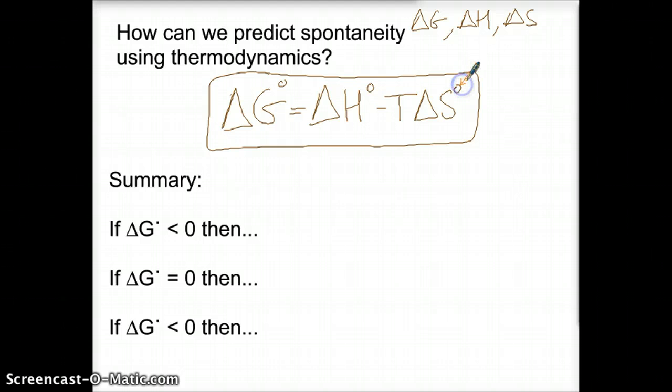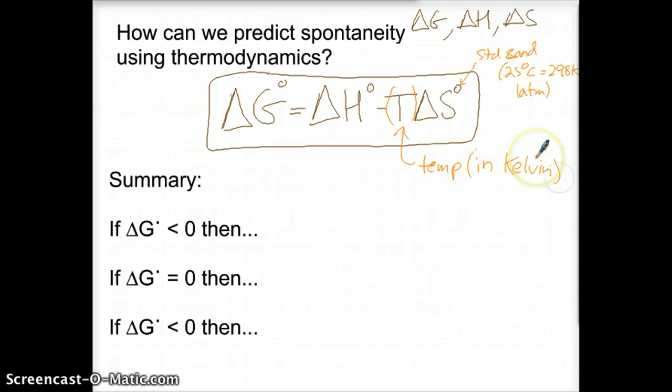A few things to point out. Since these all have knots at the top, they're all under standard conditions: 25 degrees Celsius, which is 298 Kelvin, and 1 atmosphere of pressure. This T here is the temperature in Kelvin. And delta H and delta S are just other thermodynamic values.